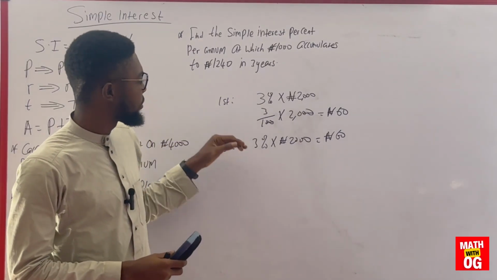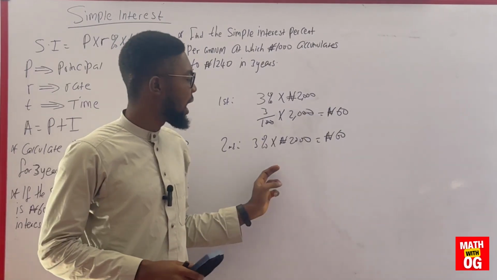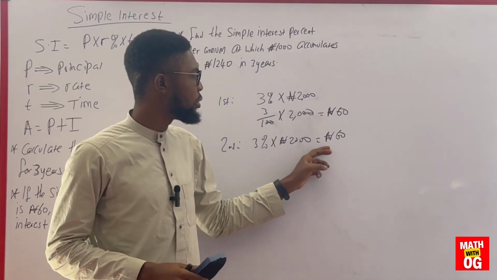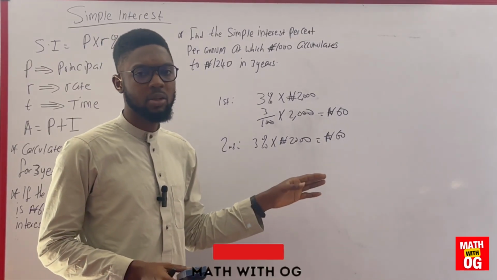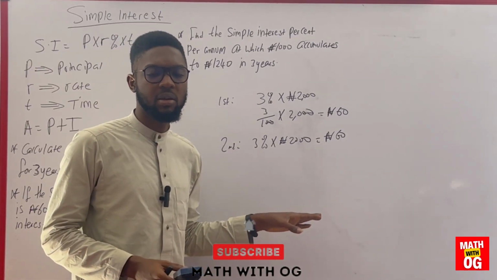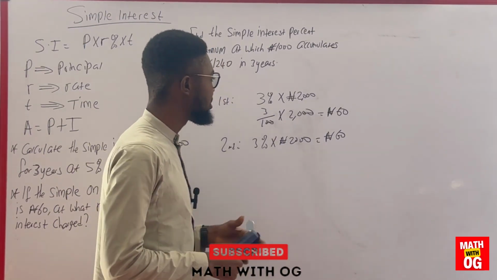So you can see at the end of the first year my amount is 2,060 naira. At the end of the second year my amount will increase to 2,120 naira. At the end of the third year my amount will increase to 2,180 naira, and so on till you feel like spending your money. So what can you see here?